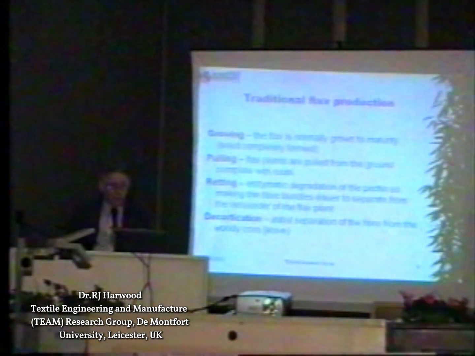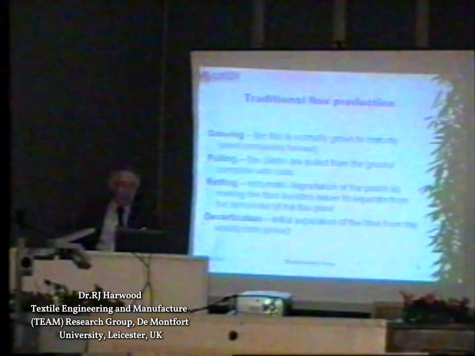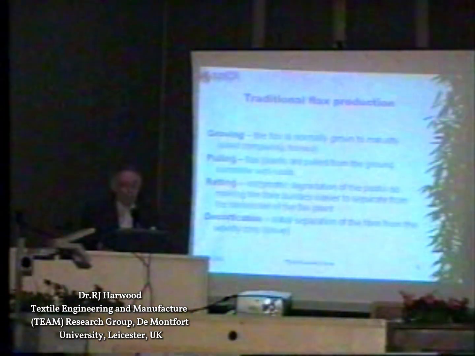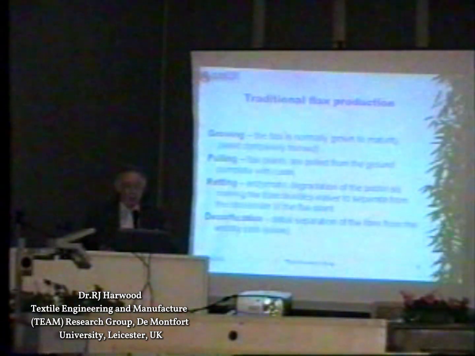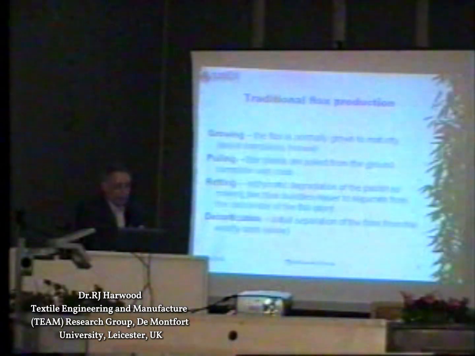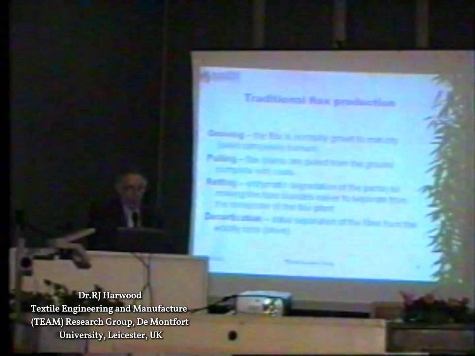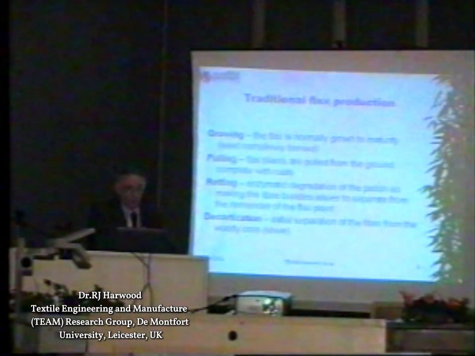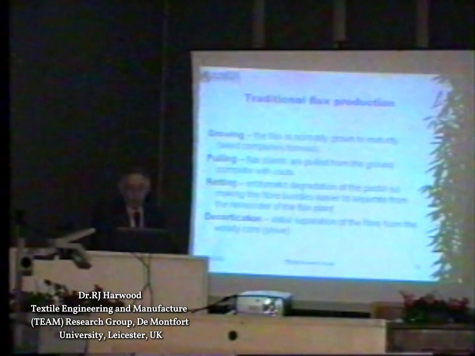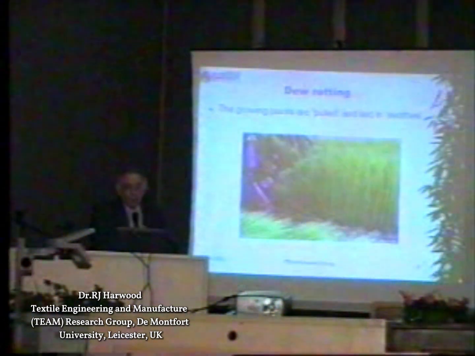The traditional flax production system requires you to grow the flax to some particular point in its maturity. It's normally pulled. I'll show you what that is in a moment. It's retted and it's decorticated. I've used the word decortication rather than the linen term of scutching that we use to separate the shive, the non-fibre material, from the other material.